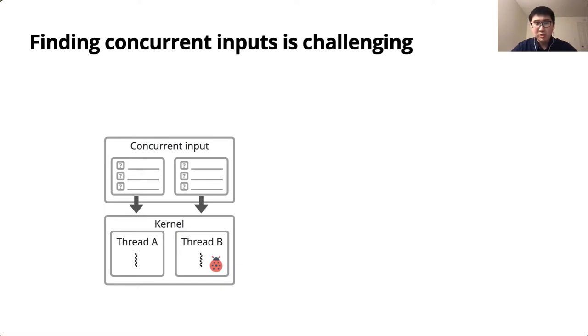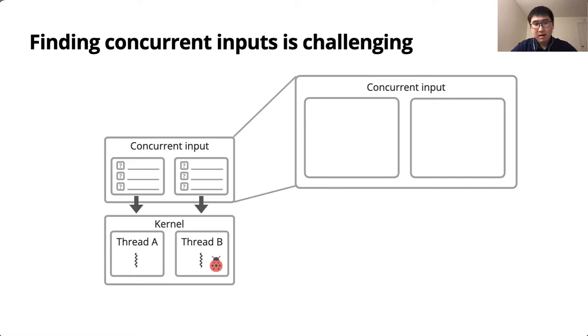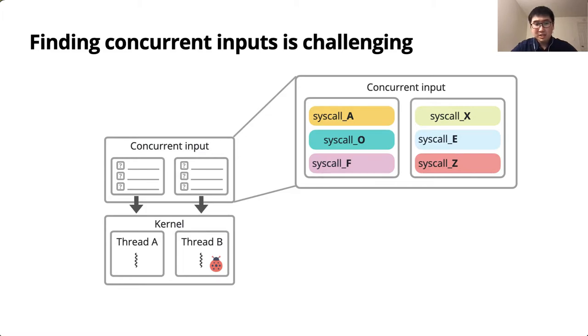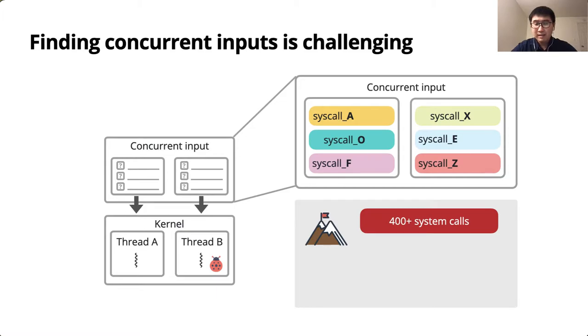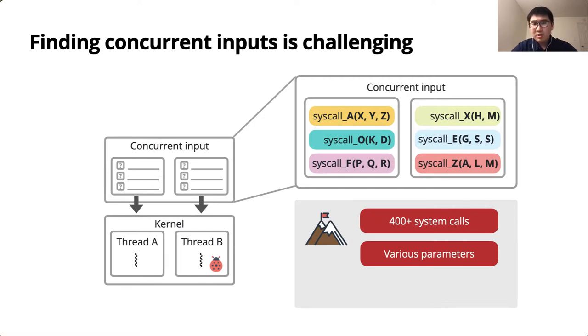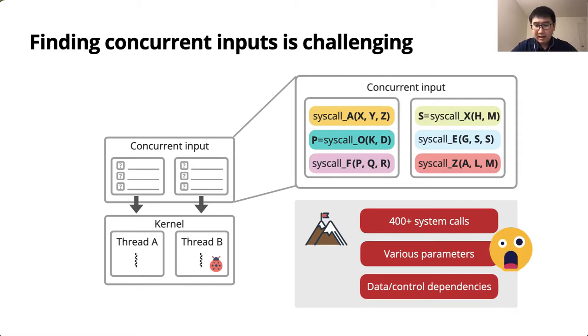Let's take a close look at the concurrent input challenge. A concurrent input needs to make system calls, which are the interfaces provided by the kernel, to both kernel threads. For each thread, a sequence of system calls needs to be decided. Here we are talking about finding system call combinations from over 400 system calls. Second, we have to decide the parameters for each system call, which is also very hard considering the various parameters each system call has. Finally, don't forget these system calls might have data and control dependencies. For example, a return value from one system call could be the parameter in another system call. Figuring out all the dependencies within the kernel interface is nearly impossible. Considering all three factors, finding the error-inducing concurrent inputs is challenging.